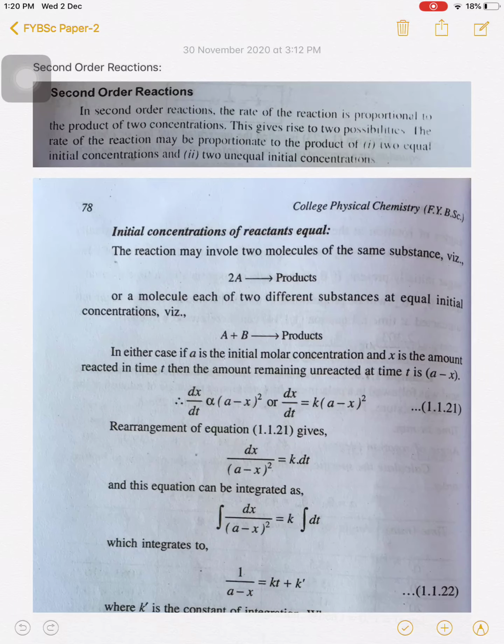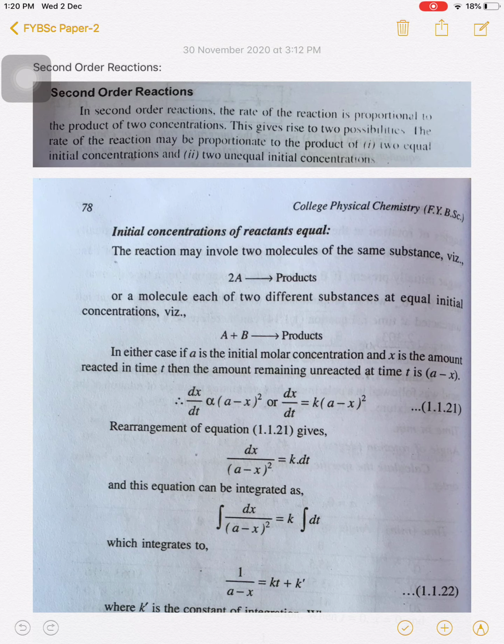Dear students, the next point of this chapter is second order reaction. You know what is meant by order of reaction and molecularity of reaction. Order of reaction is nothing but the number of molecules whose concentration changes during the reaction; that decides the order. If only one molecule's concentration changes, then the order of reaction is first order. If two molecules are involved and both molecules' concentrations change, then that reaction is known as a second order reaction.